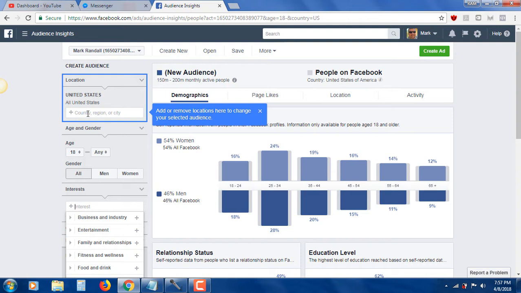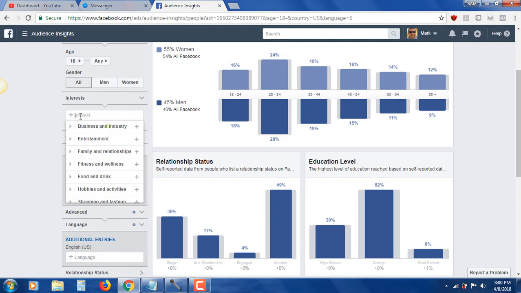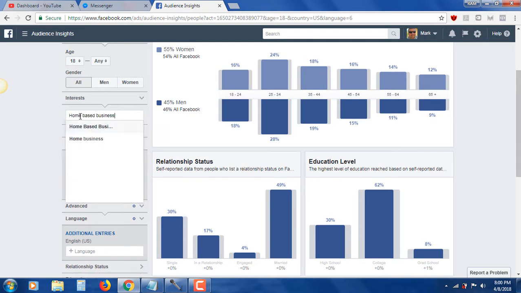Let me put on my glasses so I can read. Now, under age, I'm going to go with 18 because that's how old somebody has to be. I'm going to keep this very broad right now, and also when it comes to gender. I'm not going to discriminate at all at this point in time. Then I can put keywords or key phrases. Let's go with home-based business.